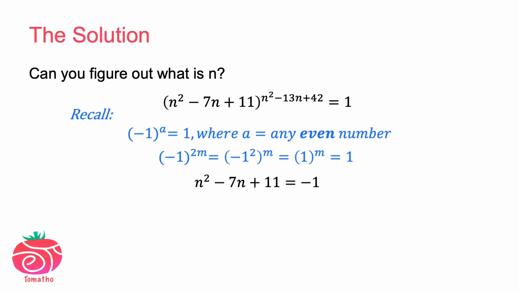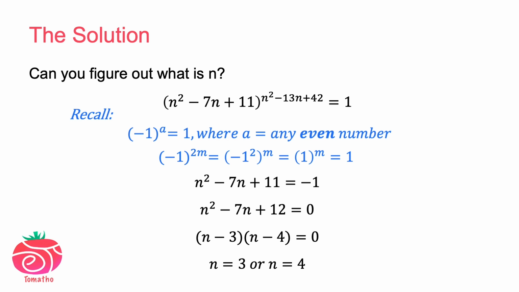So, from the original equation, we can conclude that n squared minus 7n plus 11 equals negative 1. Simplifying it, we have this, and similarly, factorizing it, we have n minus 3 times n minus 4 equals 0. So this gives n equals 3 or n equals 4.